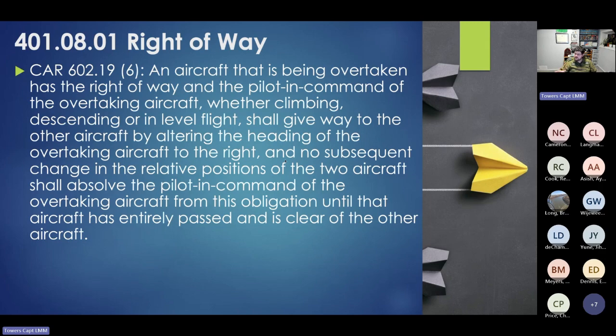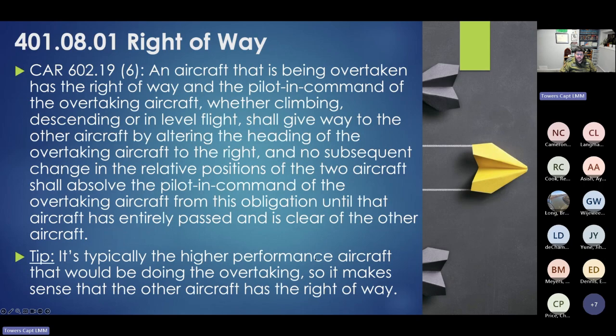So if you're going to be overtaking an aircraft, you need to alter your heading to the right to avoid them. Regardless of what they're doing, it's still your responsibility to make sure you're avoiding them. And typically, it's the higher performance aircraft that would be doing the overtaking, so it makes sense that the other aircraft has the right of way. Typically, you're not going to be overtaking a CF-18 in your Schweizer 233.